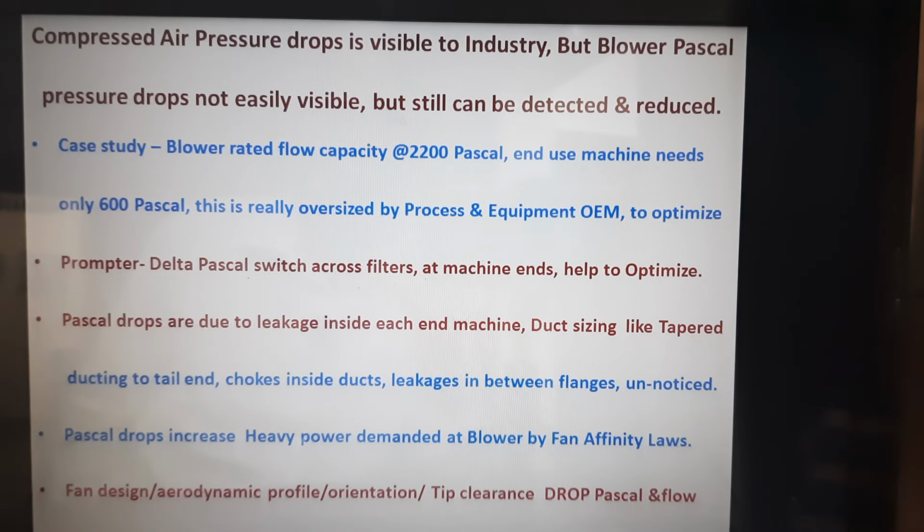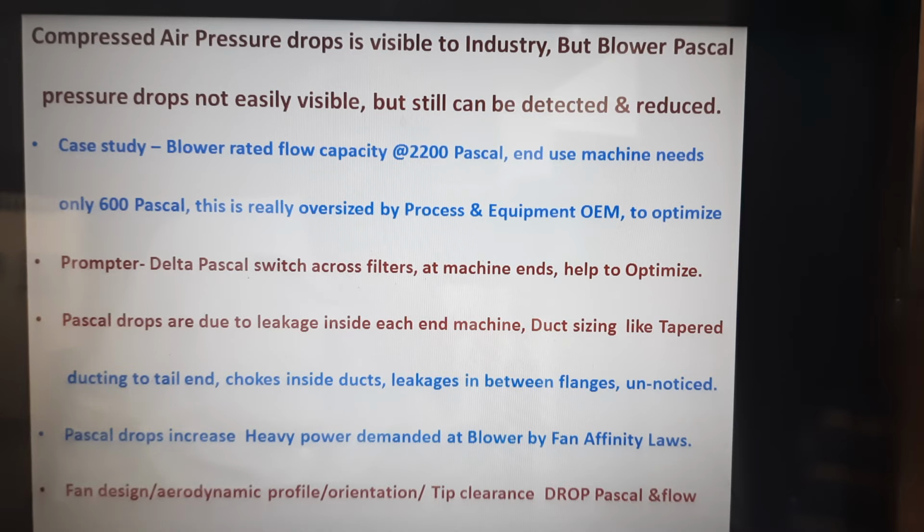The compressor pressure drops are visible to the industry, and the industry takes immediate action, whereas the blower Pascal pressure drops are not visible. You can have a digital Pascal gauge which costs less than 10,000 rupees, and definitely it can be detected by monitoring in intermediate stages.